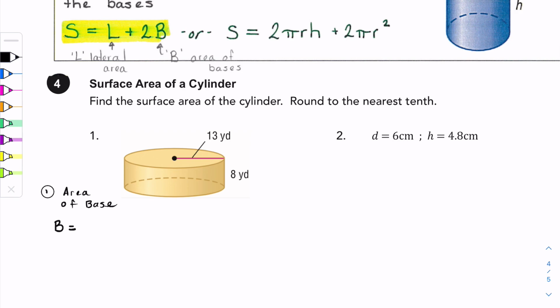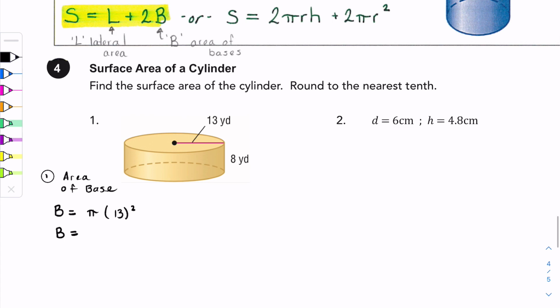In this example, the area of the base is found by pi times 13 squared. I'm going to leave this in terms of pi until the last step. That's going to give me the most accurate answer, and that's what you all should do as well. So you leave all of your answers in terms of pi until the absolute last step. So I'm going to write this as 169 times pi yards squared. This is the area of the base.